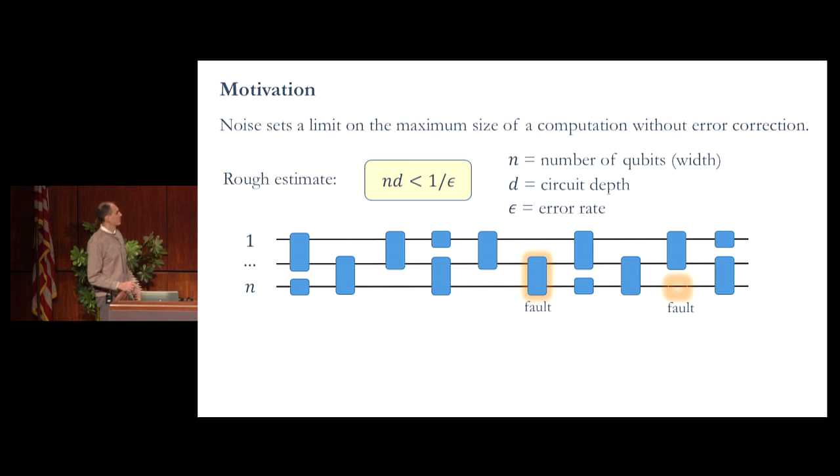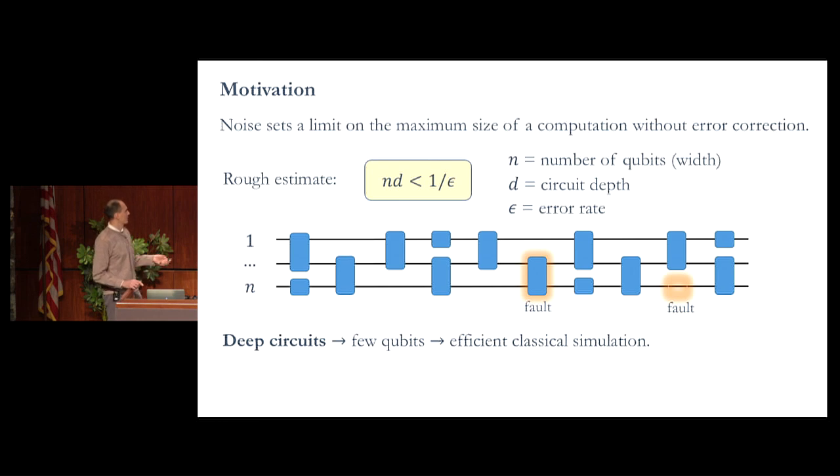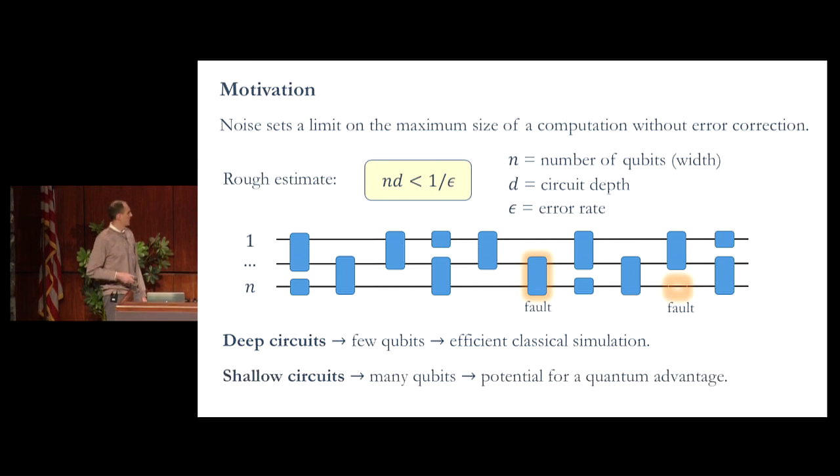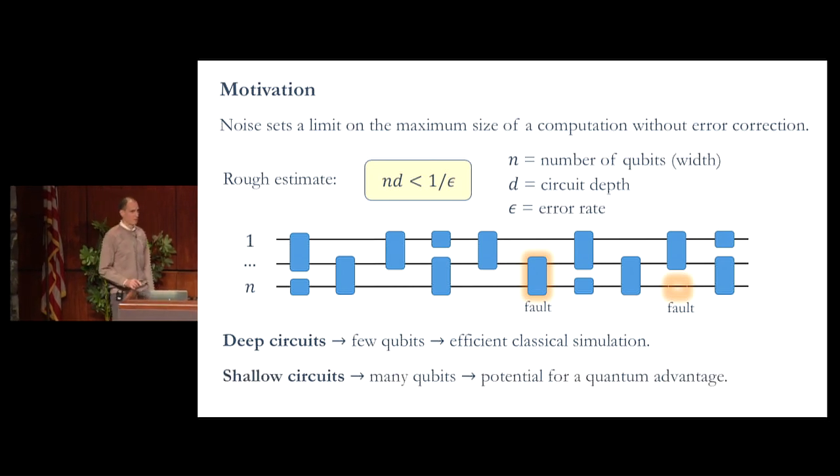Somehow this bound leads to interesting trade-offs. We can try to do very long computations described by deep circuits, but then we can only afford a few qubits. Of course, any quantum circuit acting on a few qubits can be efficiently simulated on a classical computer, so in some sense this is a boring regime. Alternatively, we can consider shallow circuits with a small depth. Now we can afford many more qubits, perhaps 100 or something of this order, and it is strongly believed that such circuits are impossible to simulate classically. So the question is whether we can realize any useful computation using shallow quantum circuits.